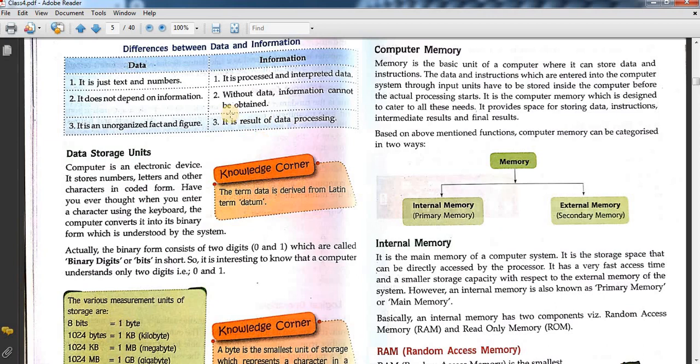So in this video we learned about data processing and information, and we will continue the chapter in the next video.